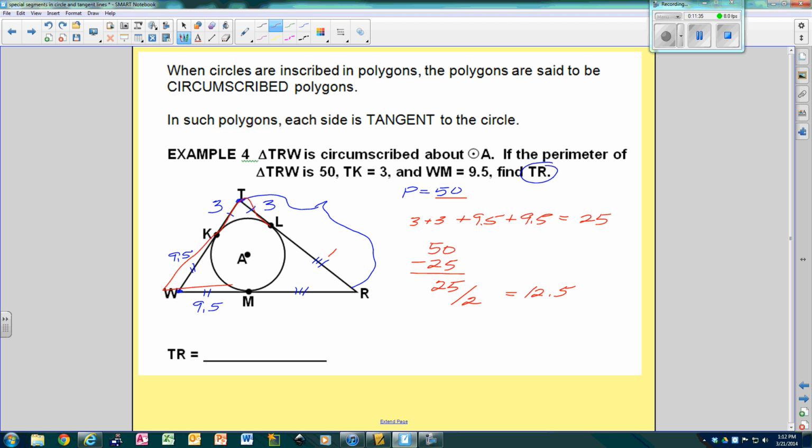So that means this part is 12.5. So is this one, because they're equal, coming from the same point. Now I can look at this whole side here, which is what I wanted anyway. I look at that whole side, 3 plus 12.5. I add the 2 pieces together, and I get 15.5. So this is 15.5.